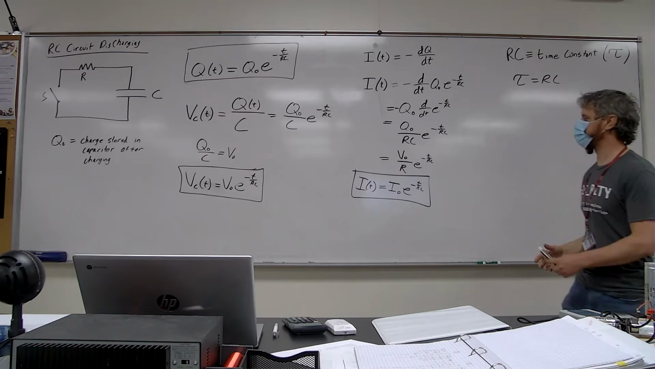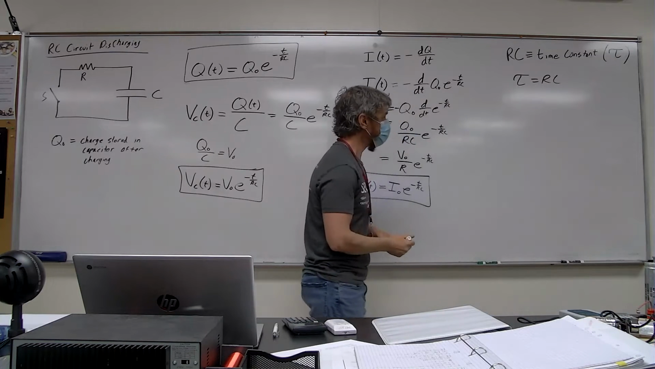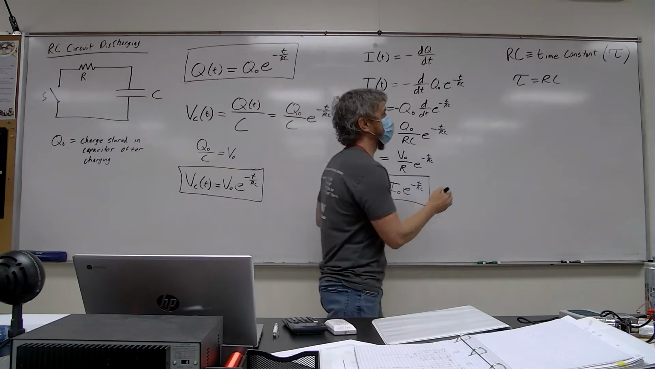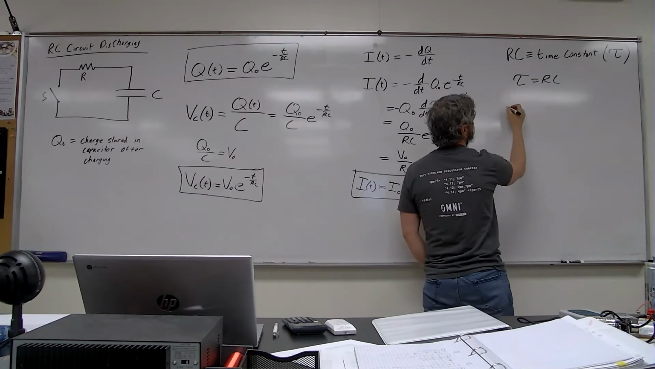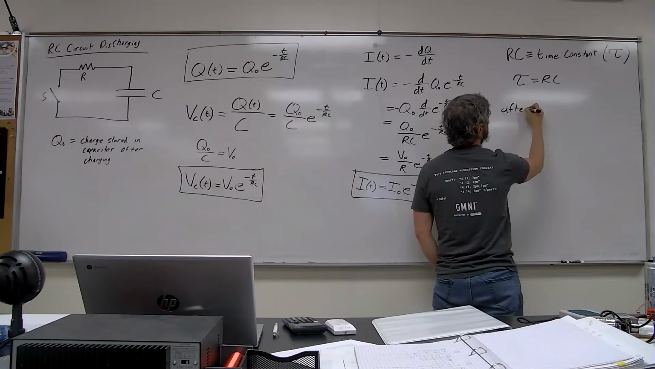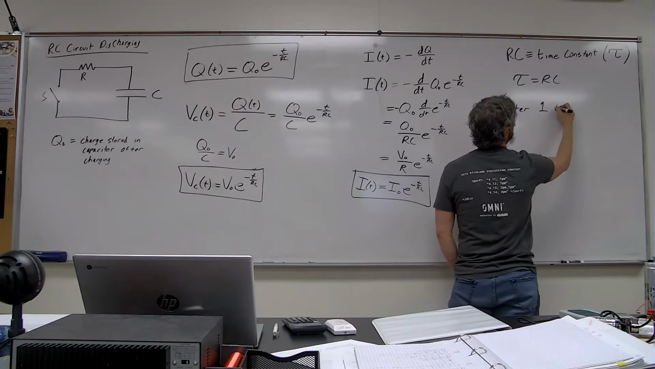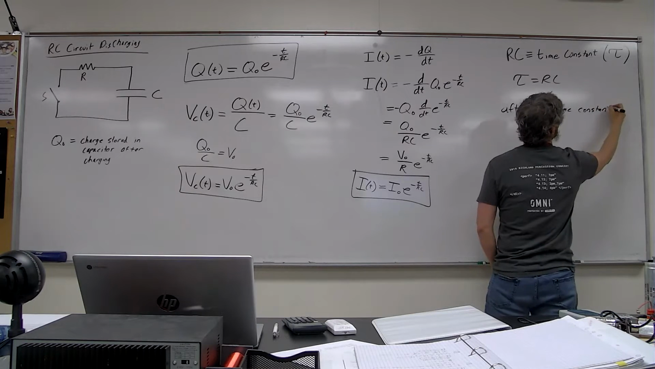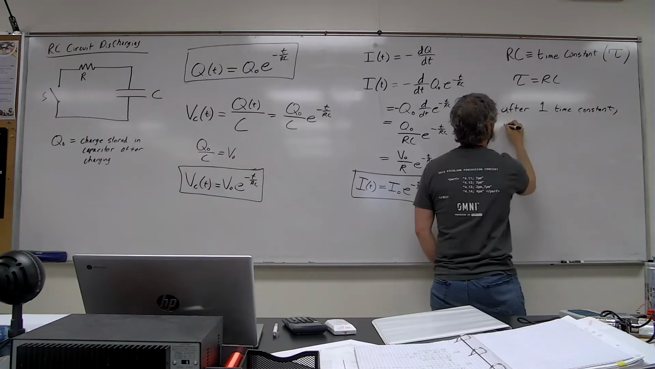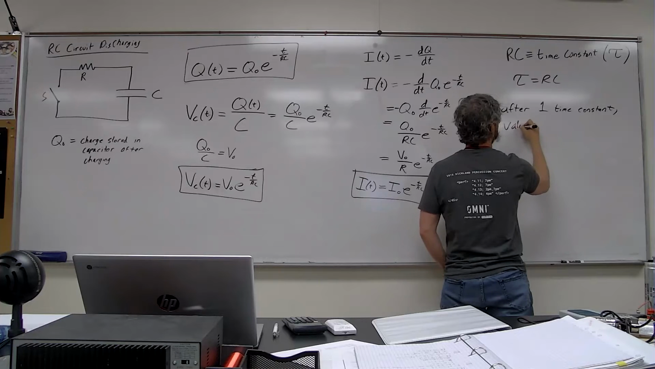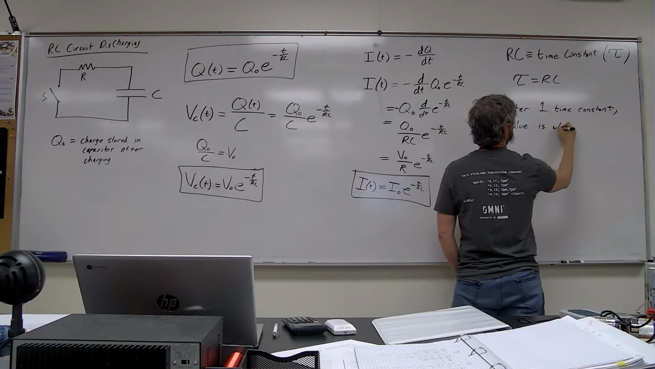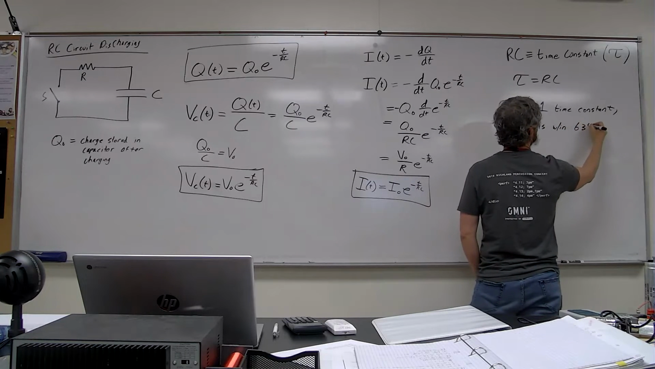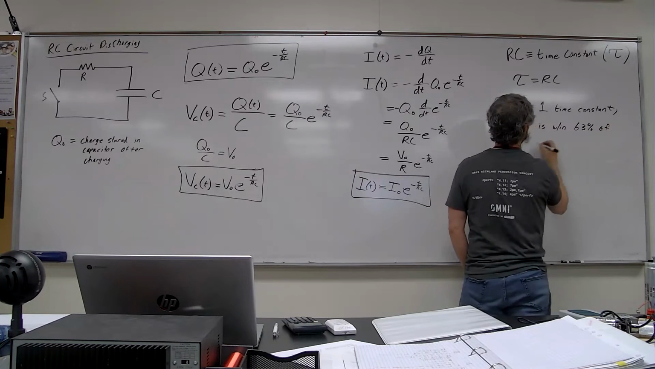This is pretty important, because this is called the time constant. After one time constant, the value of whatever you're dealing with is within 63% of the final value.